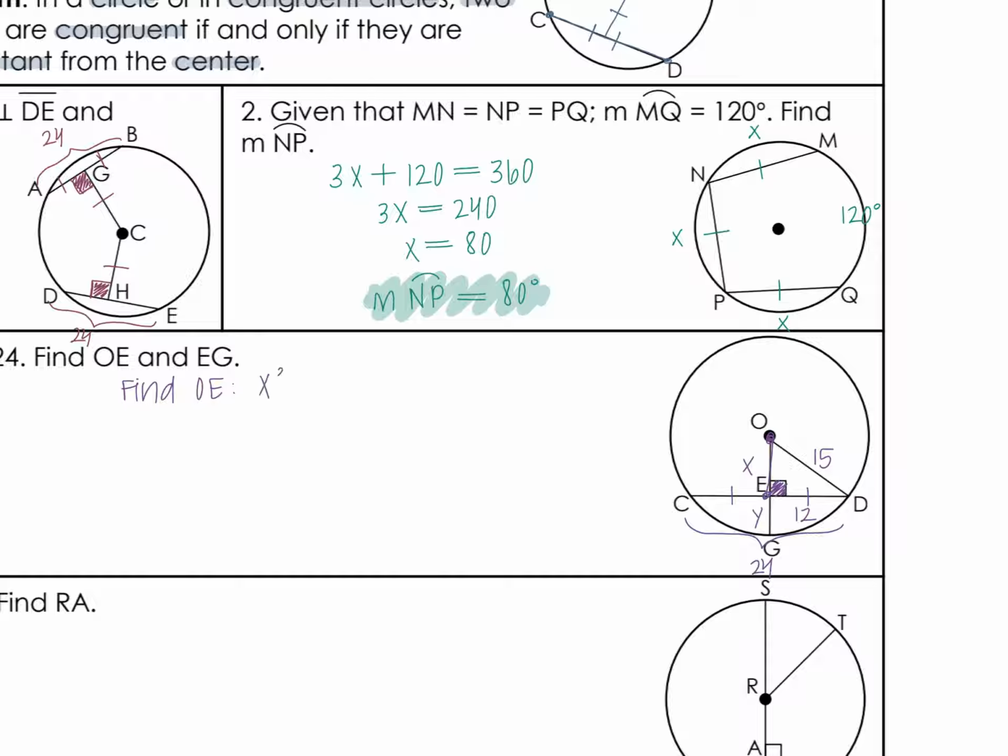So I'll have that x squared plus 12 squared is equal to 15 squared. When I square that, I'm going to get 144 and 225. So subtracting, I'll get x squared is going to be equal to 81. And when you take the square root of both sides, you should get that x is equal to 9. So my x was that OE, so technically OE is equal to 9 is what I want to write.